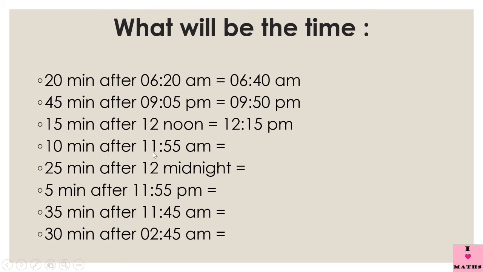10 minutes after 11:55 a.m. Now remember children, after 5 minutes of this time, it will be 12 noon. And after 12 noon, p.m. starts. So children, we have to find the time 10 minutes after 11:55 a.m. So we add 5 minutes to this, we will get 12 noon. And we will add 5 more minutes to this, we get 5 minutes past 12 or 12:05 p.m.